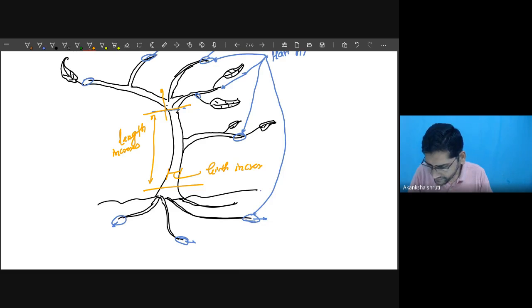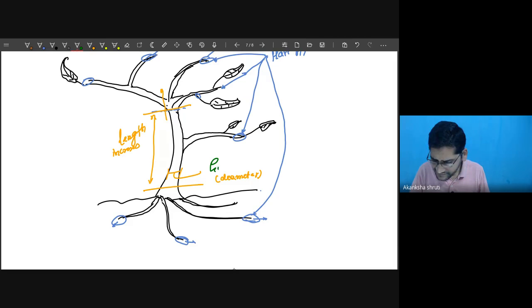With time, this increase in length is called elongation. Another is the girth, or the diameter. Two kinds of tissues are required for the growth of the plant's length, or elongation, and for the widening of the plant, meaning the increase in its diameter or girth. So, students, we shall understand this.